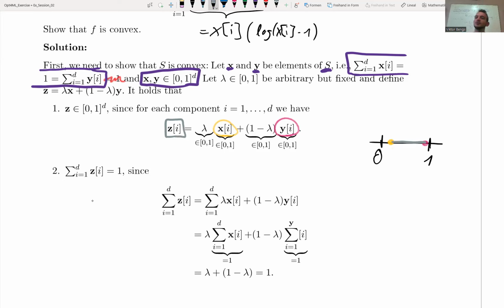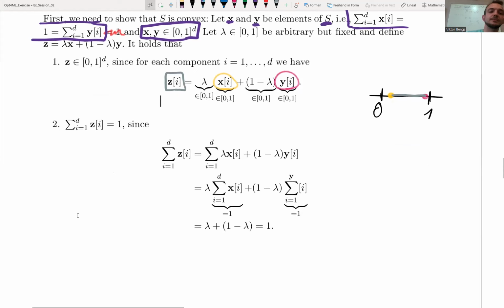And now you can, as you see, pick here the yellow and the violet point corresponding to the ith component as you want. You will always stay inside the 0, 1 interval. You cannot leave it if you connect the 2 points.